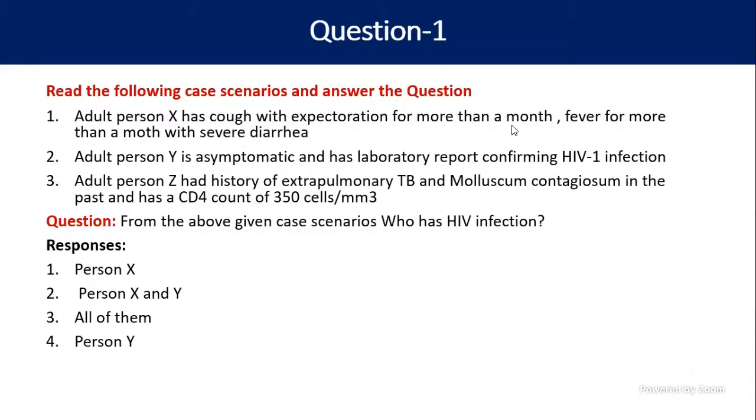Yeah, so the first question is what Shweta had just read. From the given case scenarios, you have to decide who has the HIV infection. Is it person X? Is it person X and Y? All 3 of them, or is it person Y? The second question is, which of the following are recommended as per NACO or NACP to confirm HIV in a child less than 18 months of age? Your choices are TNA PCR, quantitative PCR and TNA PCR, DNA PCR, or rapid antibody test.